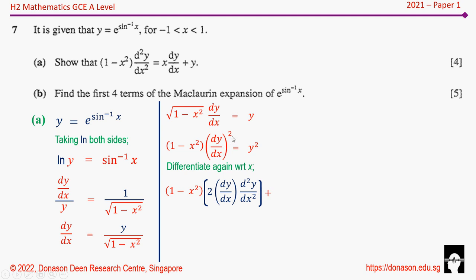So now I'm going to keep the (dy/dx)² fixed and differentiate 1 minus x². So let's keep the (dy/dx)² fixed, and if you differentiate 1 minus x², of course the 1 becomes 0, and minus x², if you differentiate it, would become minus 2x. So we're going to write minus 2x, and let's now go to the right hand side.